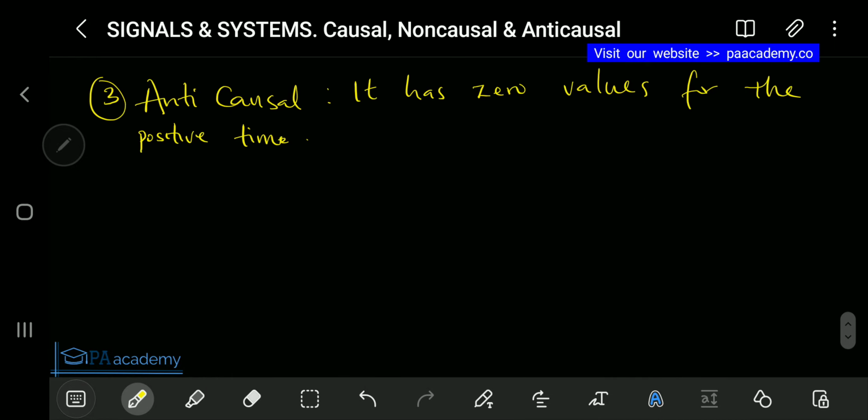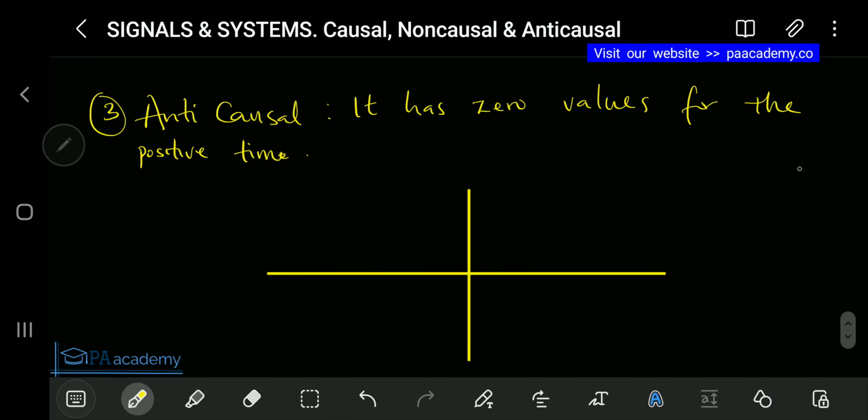So for this now, if you are to draw it, if you are to have a diagram to express what anticausal looks like, positive, negative t, so this is going to be our x of t, right? Since it has 0 values for the positive time, that means nothing is going to be on the positive side. We are just going to be having, depending on what the signal is, values on the negative side. So you can just use this as a representation of what anticausal signal is.